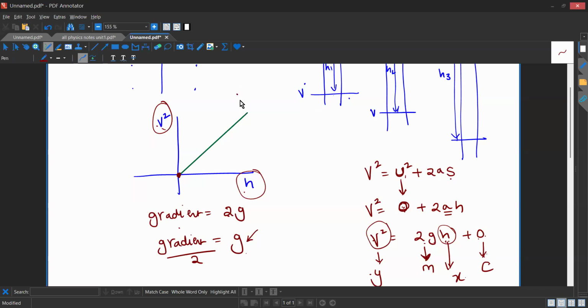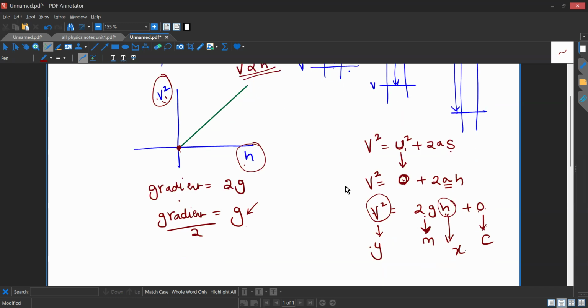You can also write that velocity square is directly proportional to the height which you are dropping it from, because it's a straight line from the origin. Anything that is a straight line from the origin is directly proportional. You guys know that. Then from the equation, whatever is in front of the x is always the gradient. What is x? H. What is in front of it? 2g. That means gradient is equal to 2g.